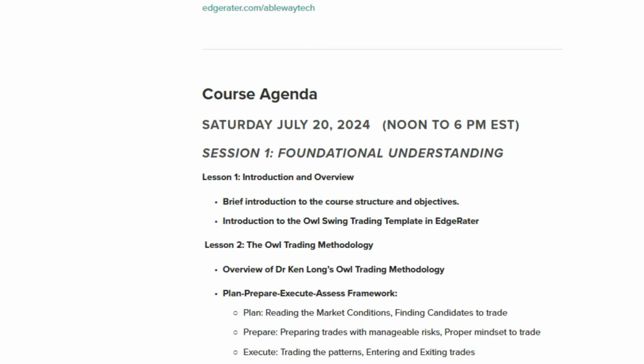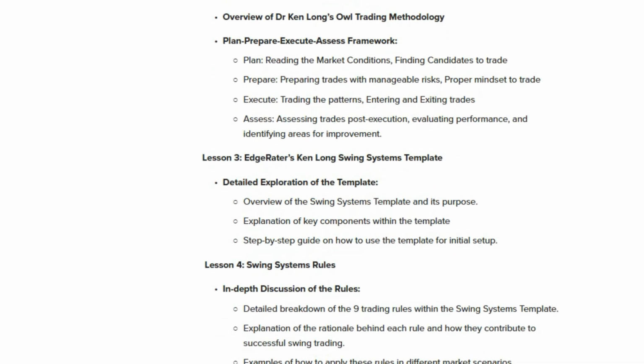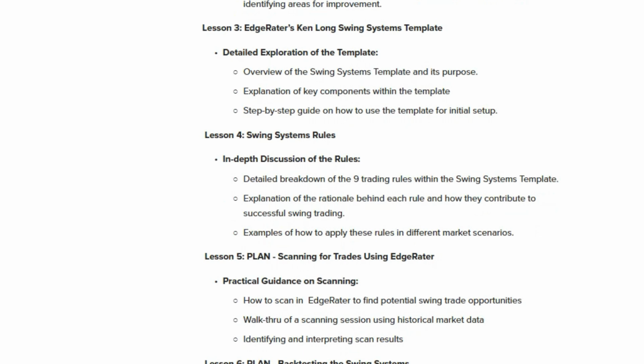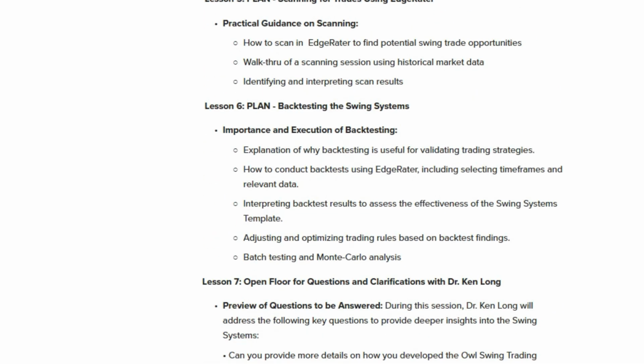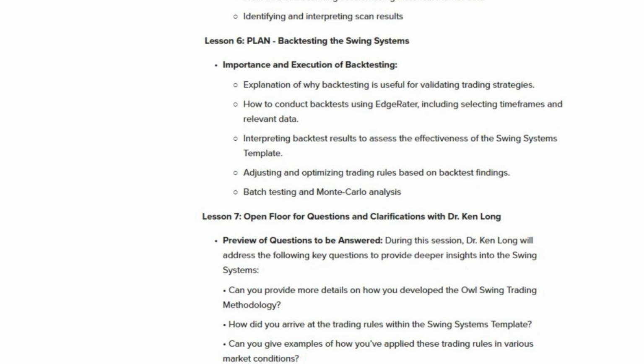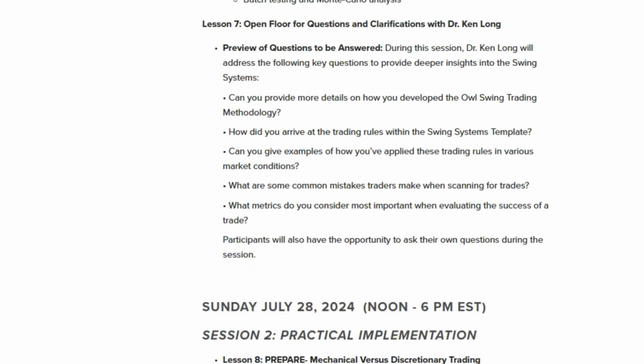If we look at our agenda for Session 1, we're going to dive into all 9 of Dr. Ken Long's swing trading systems, including the rationale behind each rule. And we'll go through examples of how to apply these rules in different market scenarios. We'll also do walkthroughs using the backtest feature and how to conduct and interpret backtest results, including batch testing and Monte Carlo analysis. At the end of both days, Ken Long is going to be attending for questions and clarifications.